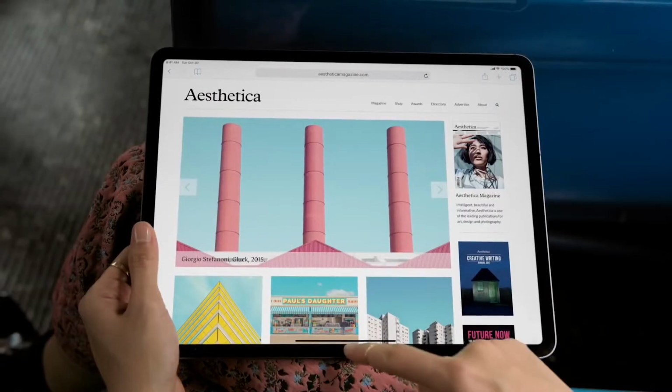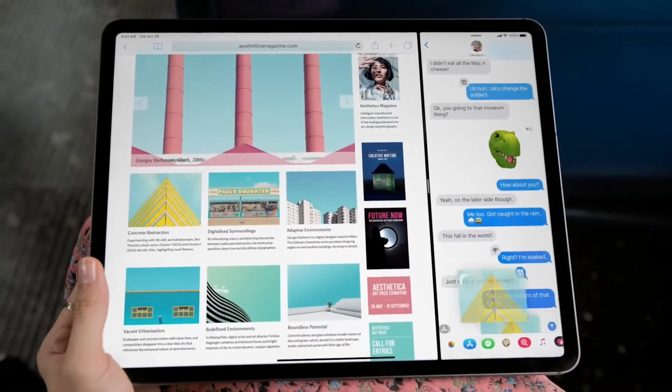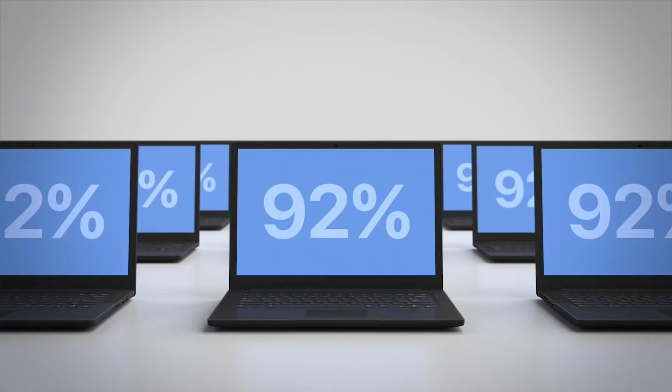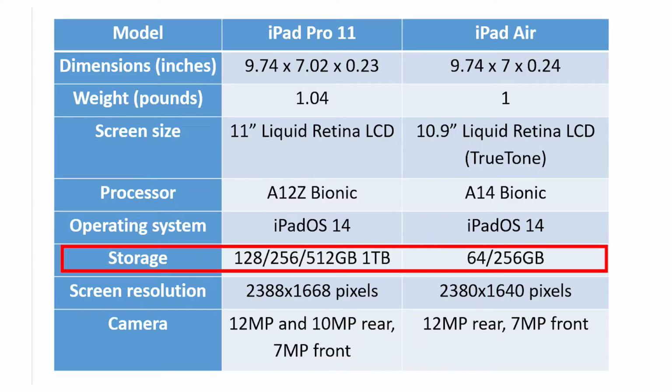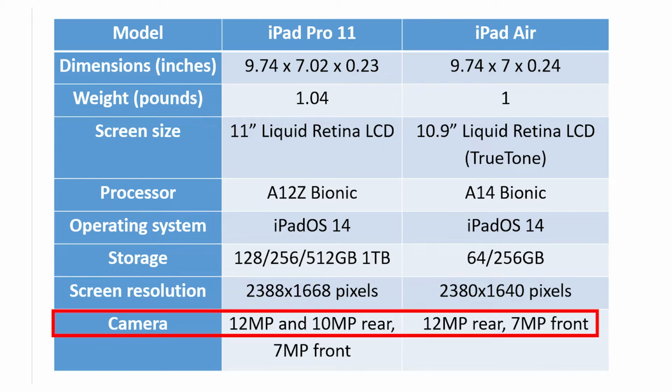As stated earlier, the Pro 11 has a 128, 256, or 512 gigabyte, as well as a 1 terabyte option for storage, whereas the iPad Air only offers a 64 gigabyte or 256 gigabyte option. The screen resolution for the Pro 11 is 2388 by 1668, compared to the iPad Air's 2360 by 1640 pixels. The camera for the Pro 11 is 12 megapixels and 10 megapixel rear, 7 megapixel front, whereas the iPad Air has a 12 megapixel rear and 7 megapixel front.